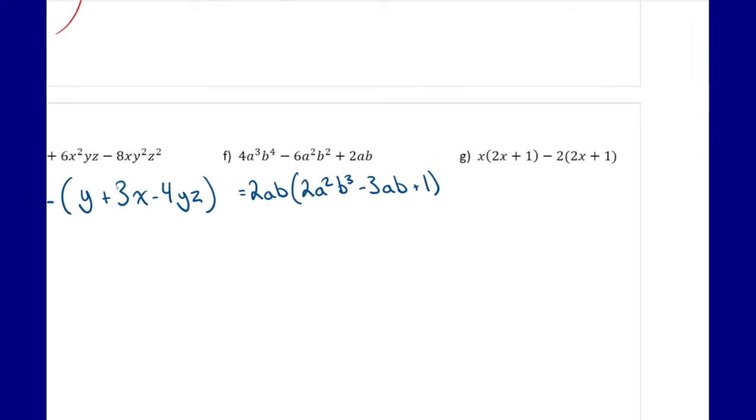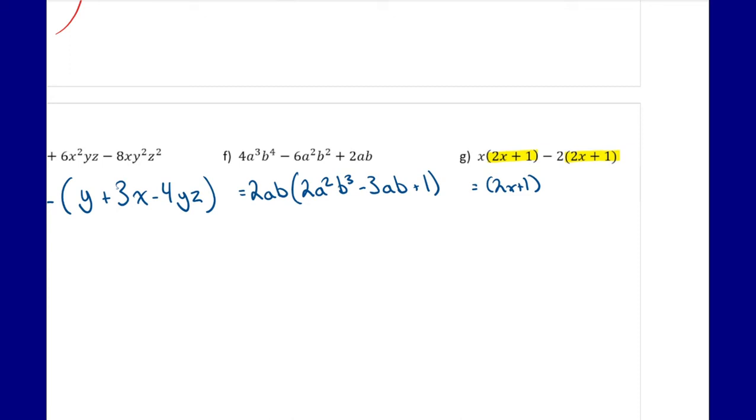In some cases, your common factor may be a bracket in itself that has multiple terms within it. If we look at G, we can see that this bracket of 2x plus 1 is common in both terms. Because it's common in both terms, we can remove that entire bracket. So 2x plus 1 is going to be our greatest common factor.